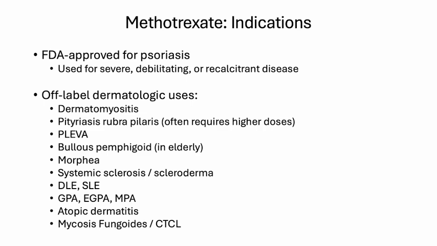How do we use methotrexate in dermatology? What do we use it for? So it's FDA approved for psoriasis only, and it's used for severe debilitating or recalcitrant cases. But we also use it for a lot of off-label conditions like dermatomyositis, pityriasis rubra pilaris, which often requires higher doses, PLEVA, bullous pemphigoid, morphea or systemic sclerosis, discoid lupus, systemic lupus erythematosus, vasculitides, atopic dermatitis, and also CTCL like mycosis fungoides.